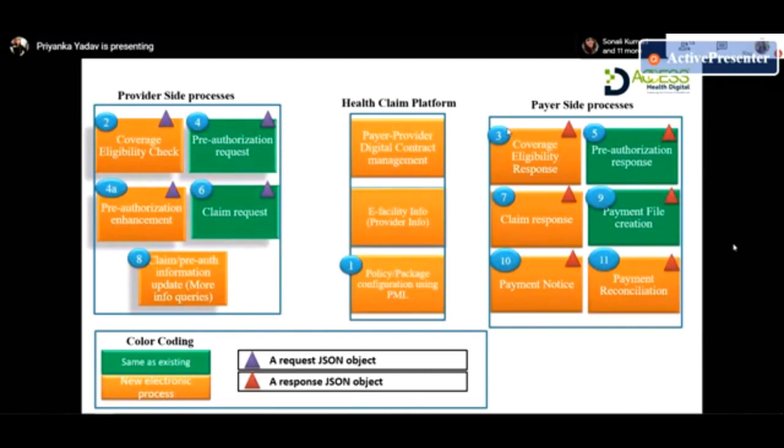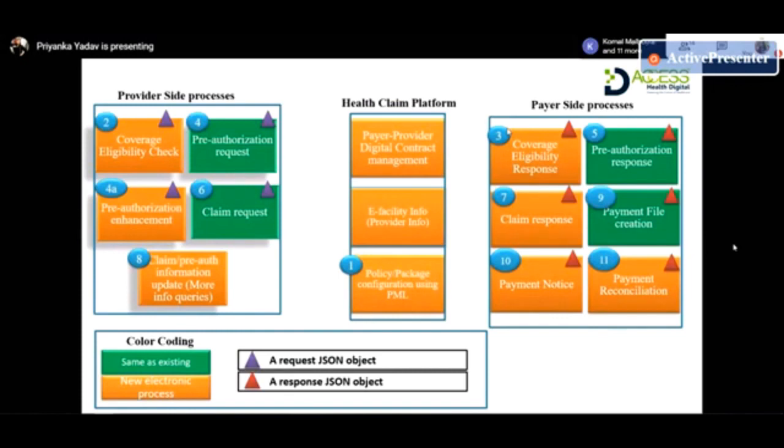So to solve this problem of having multiple files flying around, NHA has also proposed an e-facility info object, basically a standardized form that will be used to get hospital details. It will have details like hospital name, who the owner is, type of hospital, specialties, number of beds, procedures, and even the doctors list, who the doctors are, and all their registration IDs. All these details will be collected and stored in a database in this HCP.